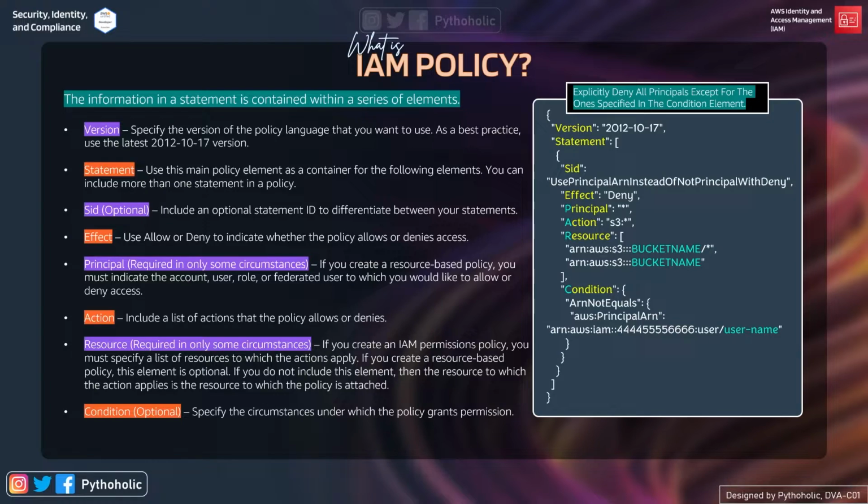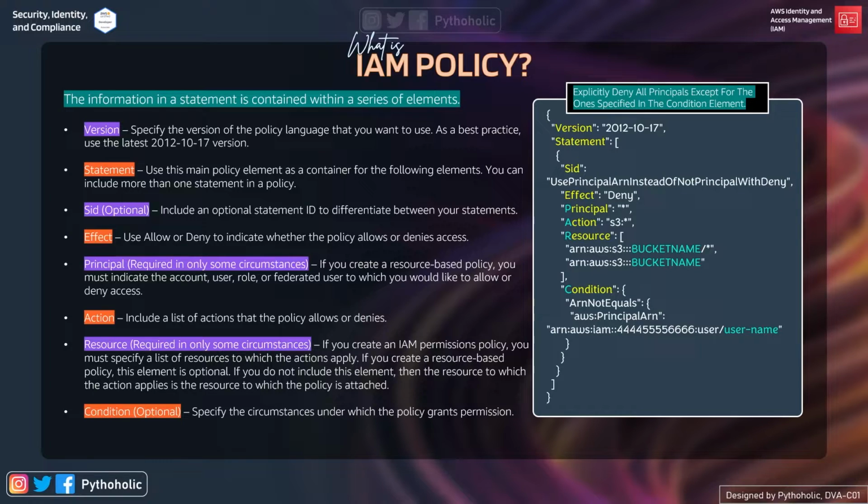Next is effect. This is very important because by using effect, you allow or deny permissions, to indicate whether the policy allows or denies access. If you write allow for this effect, then only it will be able to grant permission for the resources to be used or operated. And if you write deny, the user will not be able to use the resource that has been mentioned as a part of the policy.